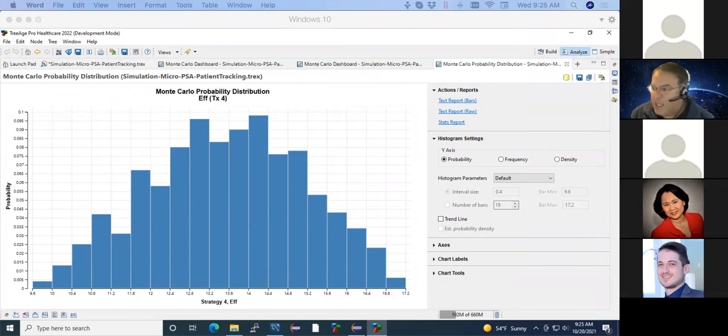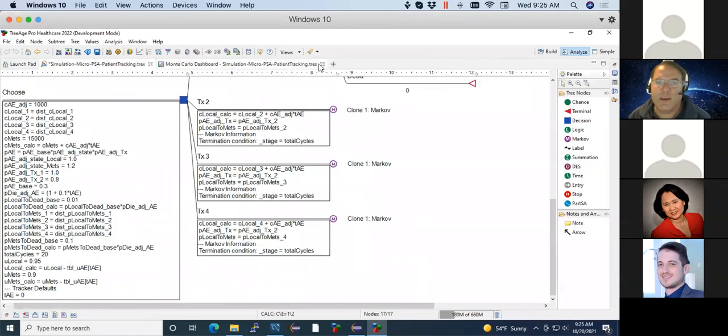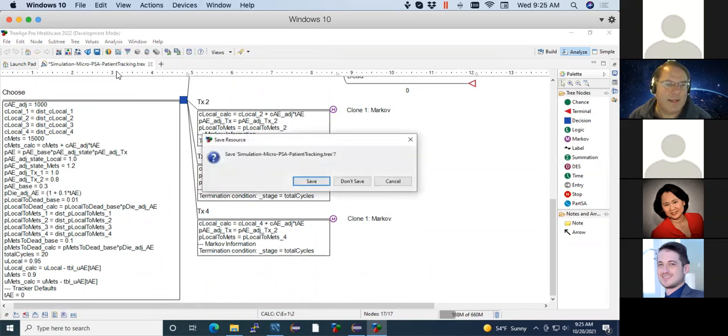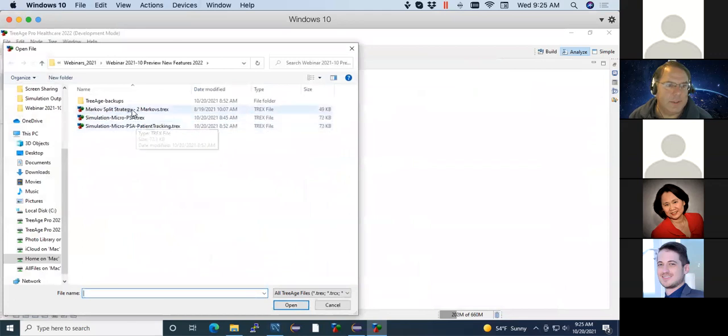Okay, and so my last one for today, and this is another thing that people ask for, and that's the ability to combine graphs. Now, I'm not here to claim that you can combine every graph, but we tried to focus on the ones that somebody would most likely want to combine. So I'm going to go back to that other model, this one.